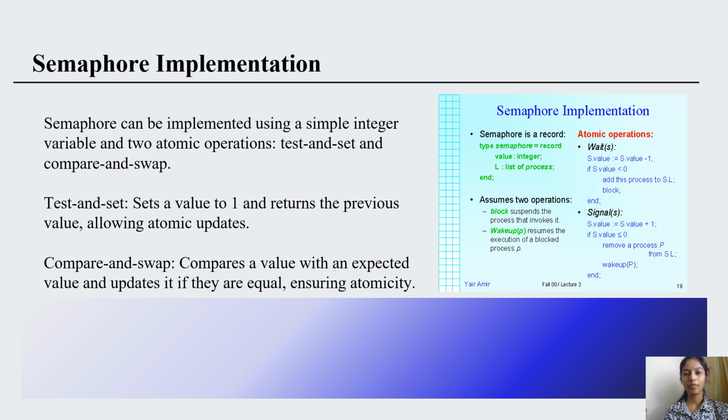Atomic operation. Wait of S: S value is equal to S value minus 1. If S value is less than 0, add the process to S.L and block. End. Signal of S: S value equals S value plus 1. If S value is less than or equal to 0, remove a process P from S.L and wake up P. End.